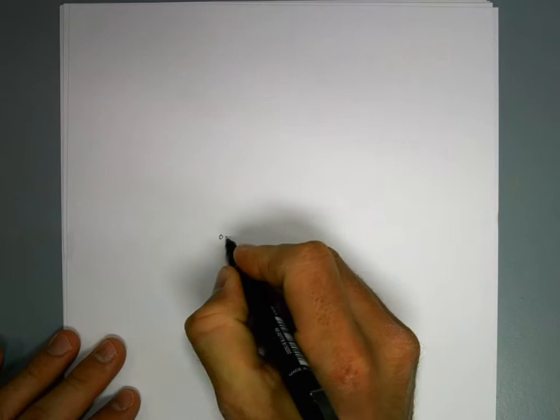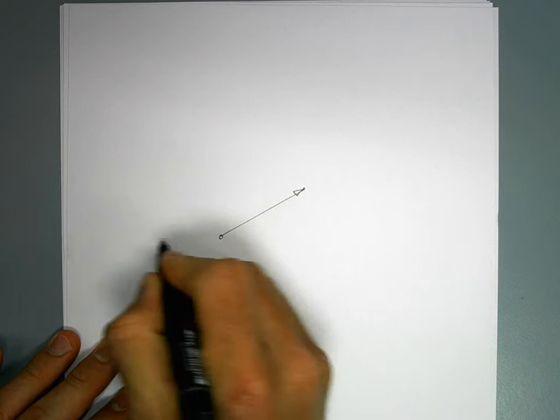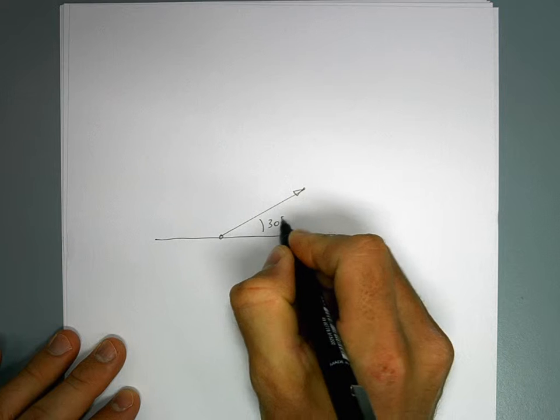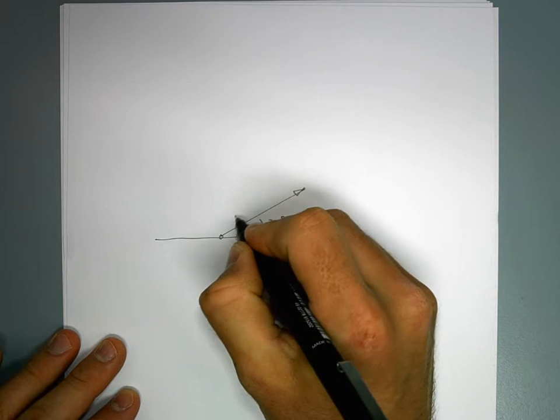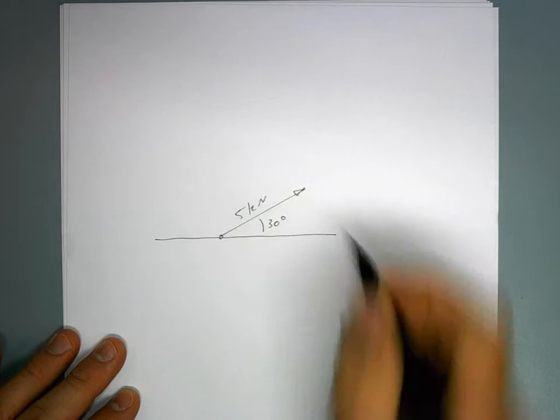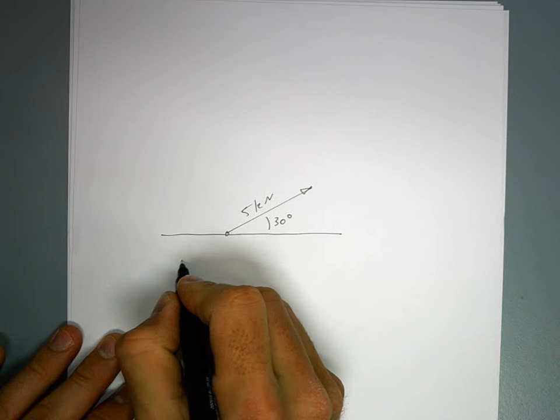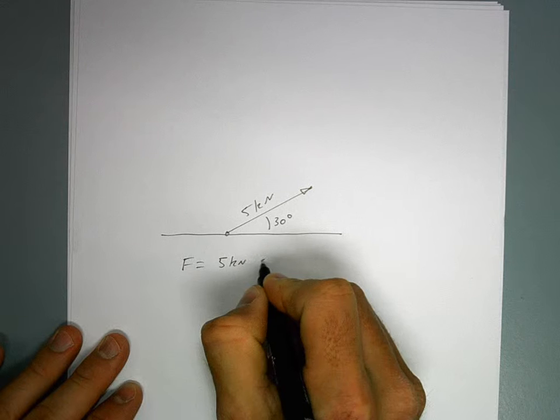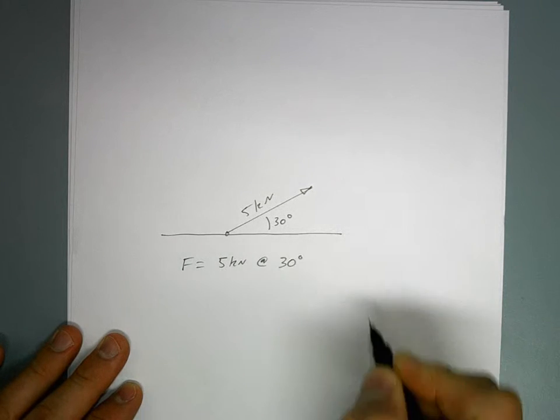Alright, in this video I'm going to show you how to divide up a single force into the component forces. So let's draw a sample force. If I had this force here, and let's assume this angle is 30 degrees and the magnitude of this is 5 kilonewtons, we could say that this force is 5 kilonewtons at 30 degrees.